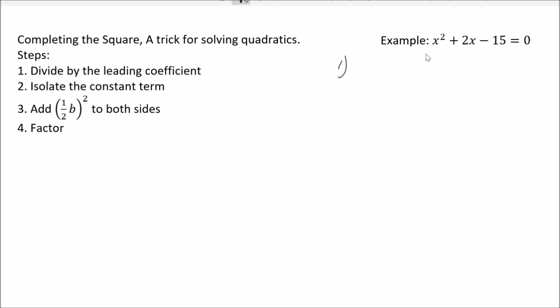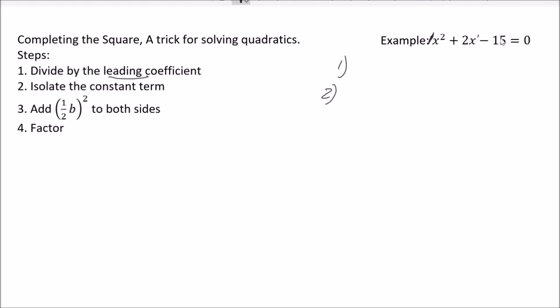So number 1, we're supposed to divide by the leading coefficient. Now recall, the coefficients are these numbers, so 2, negative 15, and technically there's a little 1 right there. And so step 1 is divide by the leading coefficient. The leading coefficient is the one that is associated with the largest exponent, and that's 2, because technically that's an x to the first. So we're supposed to divide by 1. That doesn't do anything. So I'm going to go to step 2, because dividing by 1 doesn't change anything at all. Isolate the constant term.